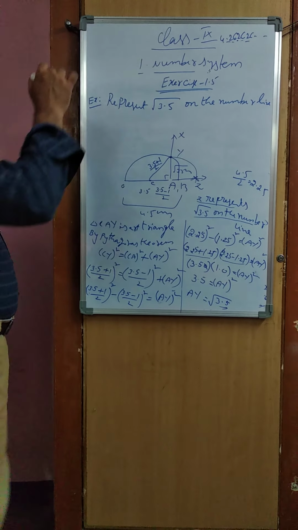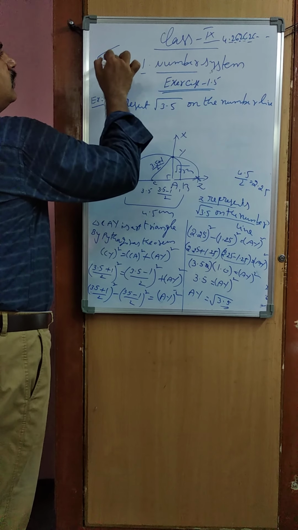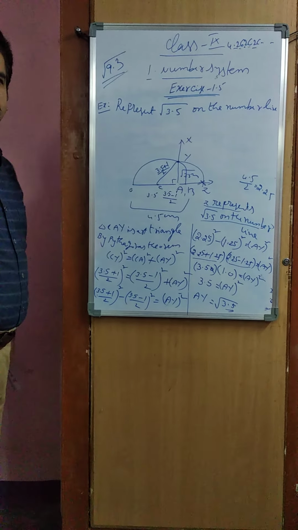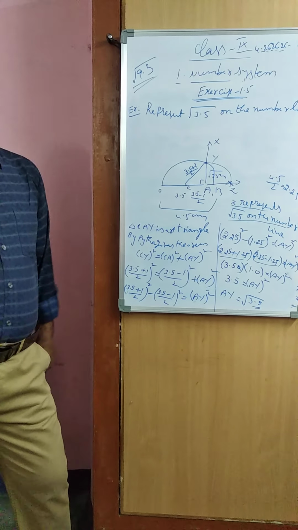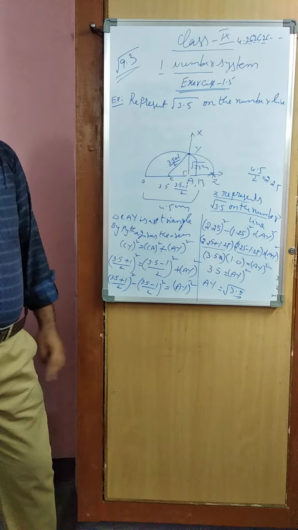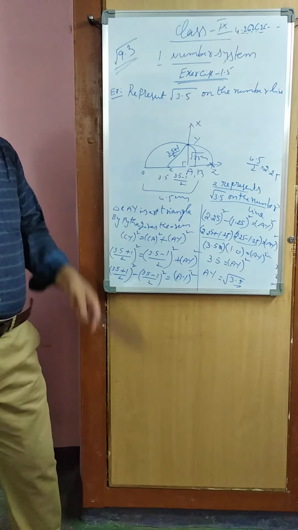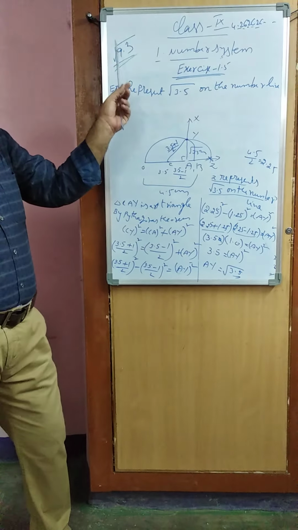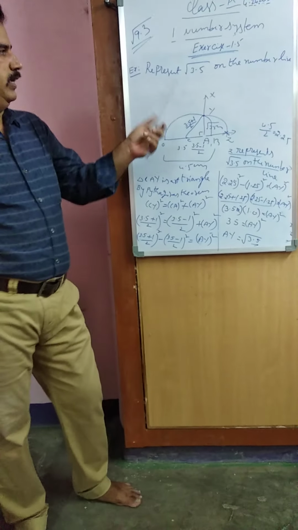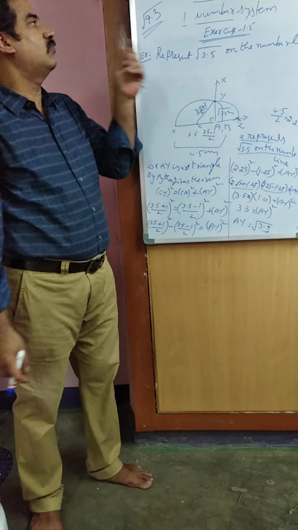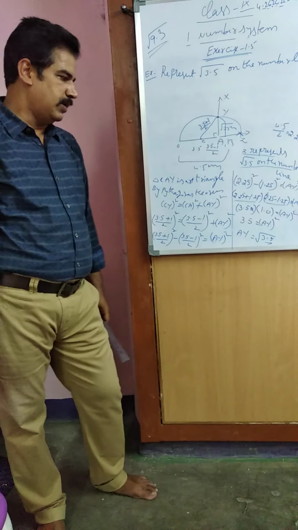You can try root 9.3 on the number line at home. Same process, everything same. That is the exercise sum. Root 9.3 is the exercise sum. I gave an example sum. You have to try the exercise sum, root 9.3 on the number line.